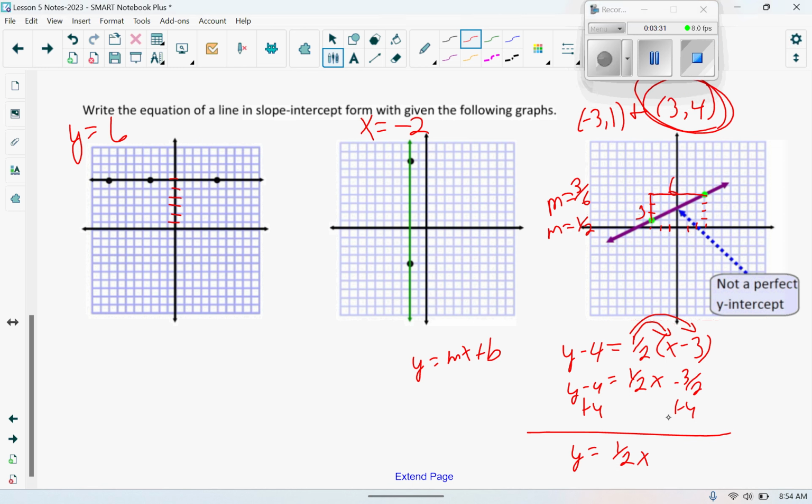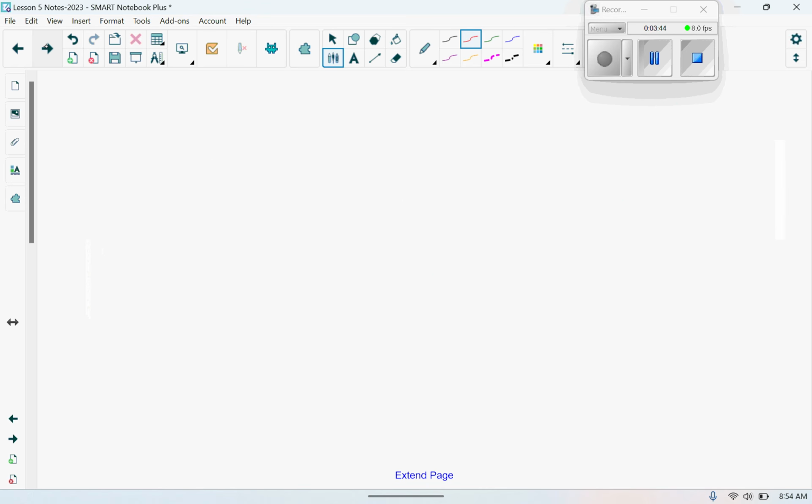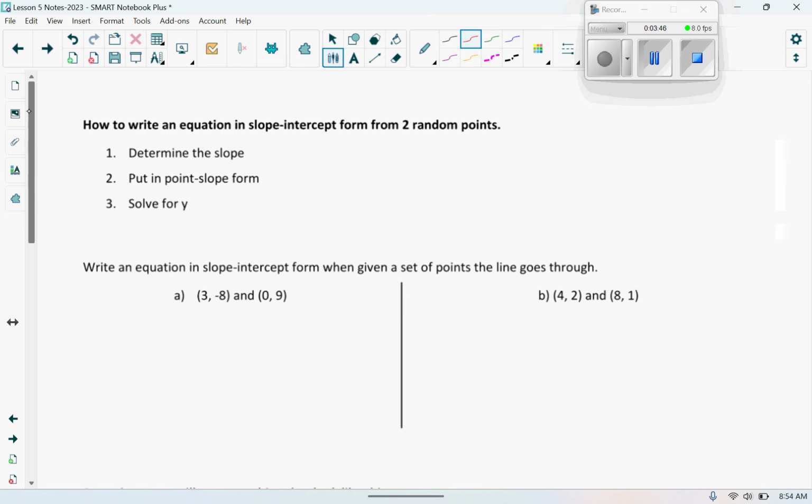And if you type this into your calculator, it's not too bad. It's 5/2. And so that is your final answer there. Okay, let's go to the next page.